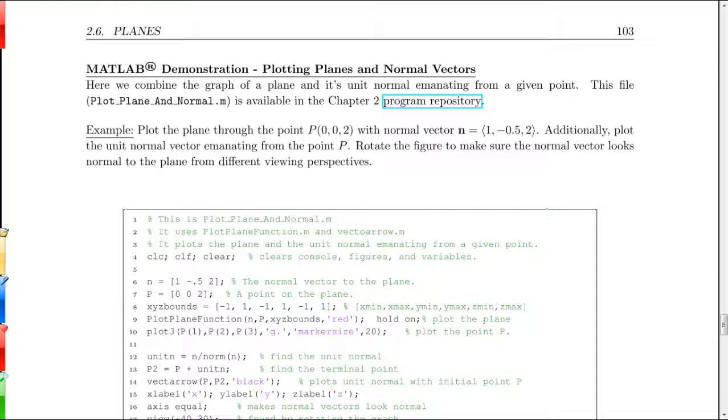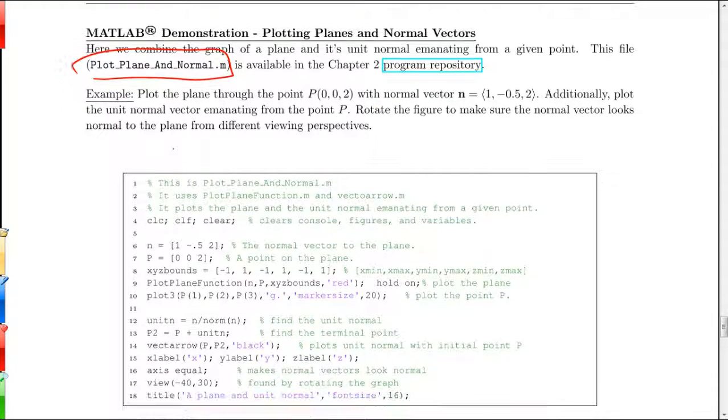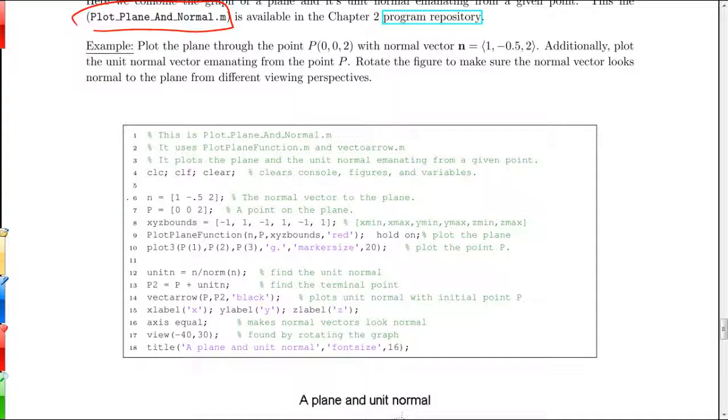And here's a little aside. This is the plot plane and normal. This will plot the plane and a normal vector. Basically all I'm doing is, if I have this normal vector and this point, and I'd like to plot the plane and the normal vector, this will plot my plane. And then the normal vector, I'm going to plot it in a unit length.